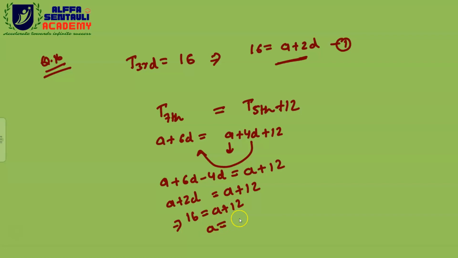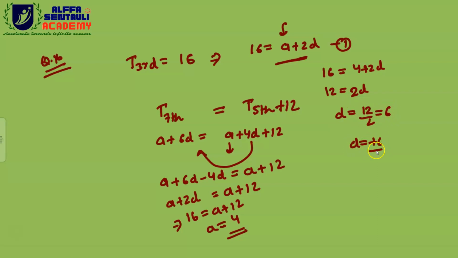So you get the value of a, that is 4. 16 minus 12 is 4. Correct? Yes. Got the value of a. Now you can substitute it here. So 16 is equal to 4 plus 2d. So 16 minus 4 is 12. This is equal to 2d. So you will get d as 12 by 2, which is equal to 6. d is equal to plus 6.